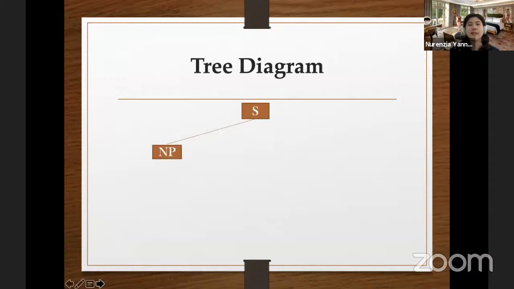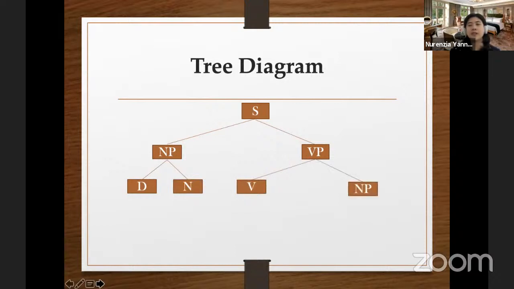This is the example. Sentence has a noun phrase and verb phrase. Noun phrase has D, which is determiner, and N, which is a noun. VP consists of V, verb, and NP. NP is noun phrase. And then NP is consisting of D and N.